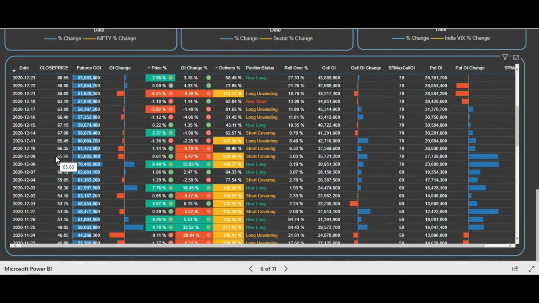So friends, I hope that we have made our point clear in this particular demo. We wanted to cover the futures cumulative open interest in detail, and we wanted to show you how you can read those numbers.